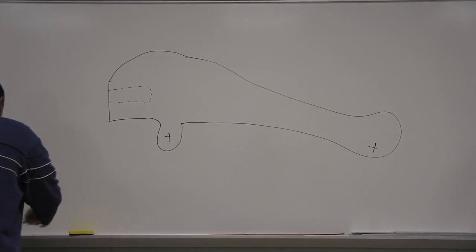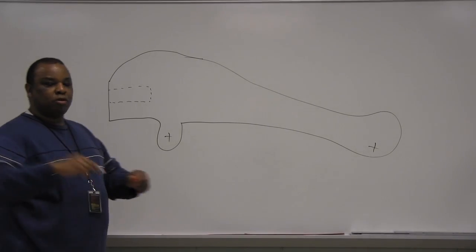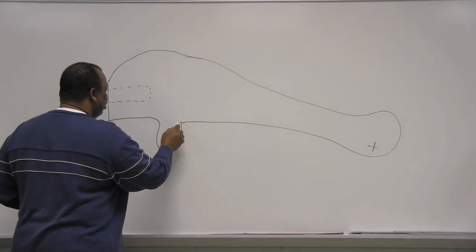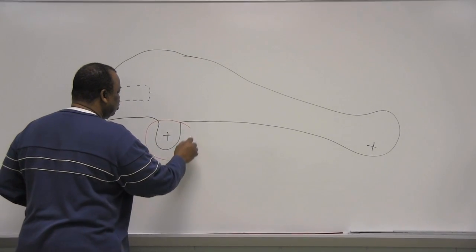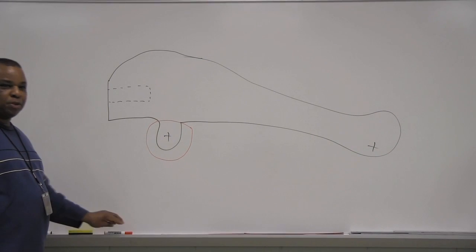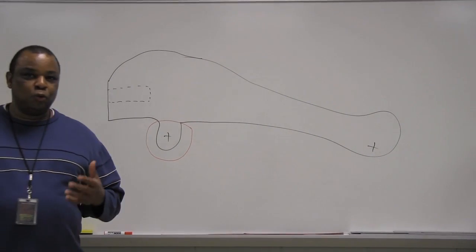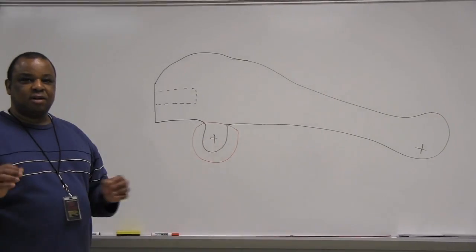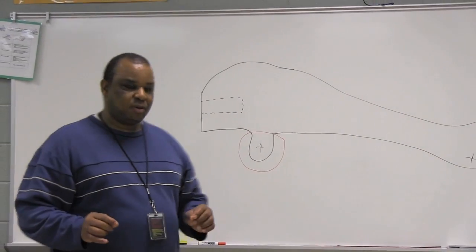Now, earlier we had discussed that anything I draw on the board in red will not be on your car, your drawing that you're going to do. Now, that circle that I just drew in red represents your rear wheel. The X in the middle represents the center of your rear wheel. Okay?